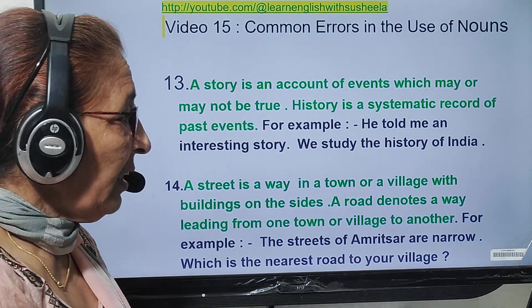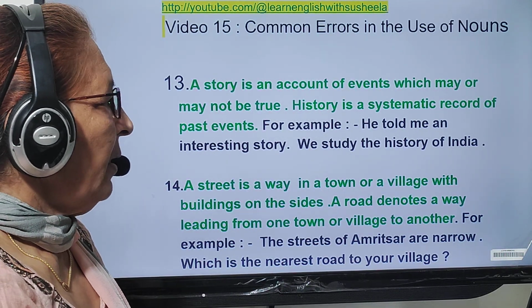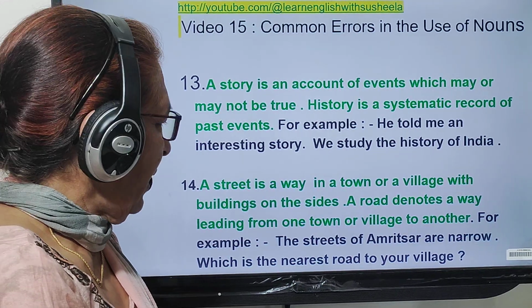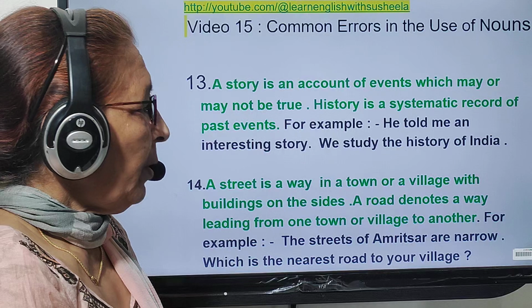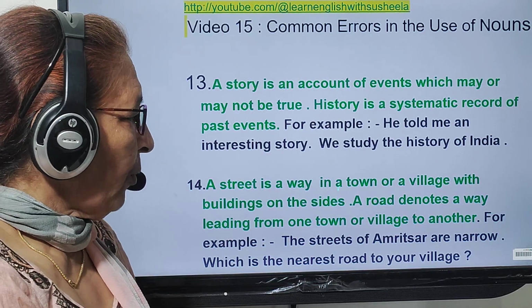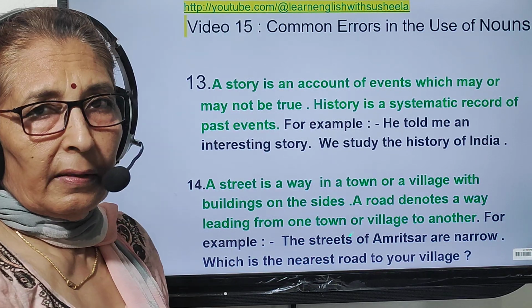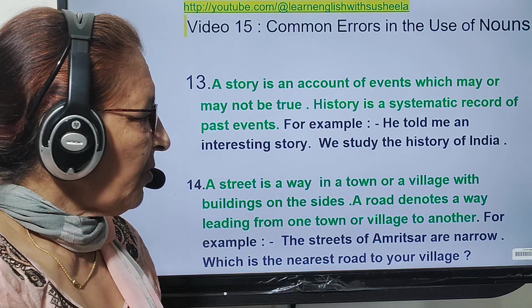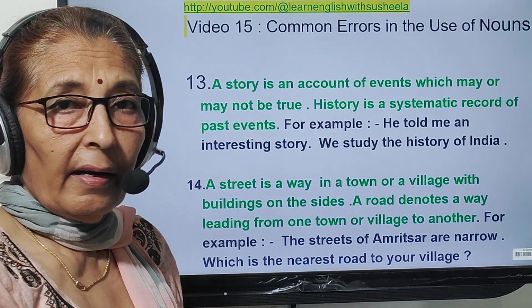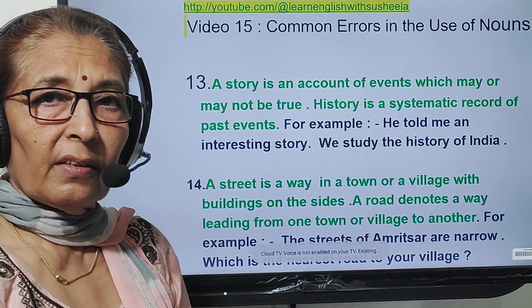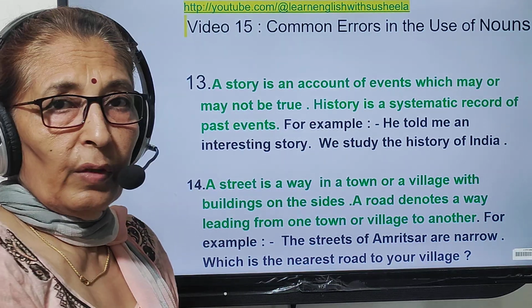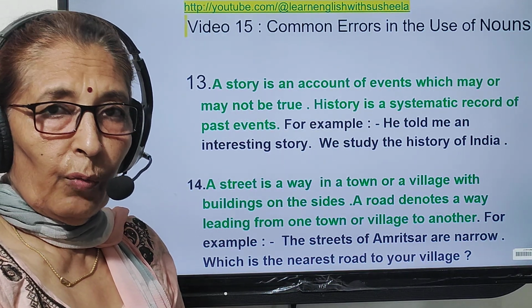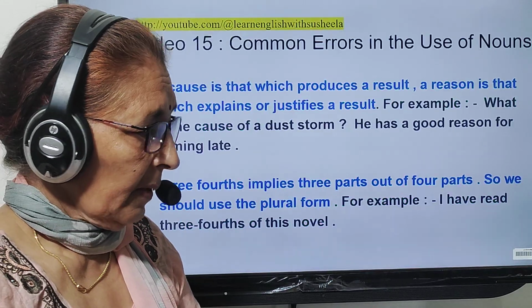14. A street is a way in a town or a village with buildings on the sides. A road denotes a way leading from one town or village to another. For example, the streets of Amritsar are narrow. Means they are within the city. Which is the nearest road to your village? Road takes from one place to another.